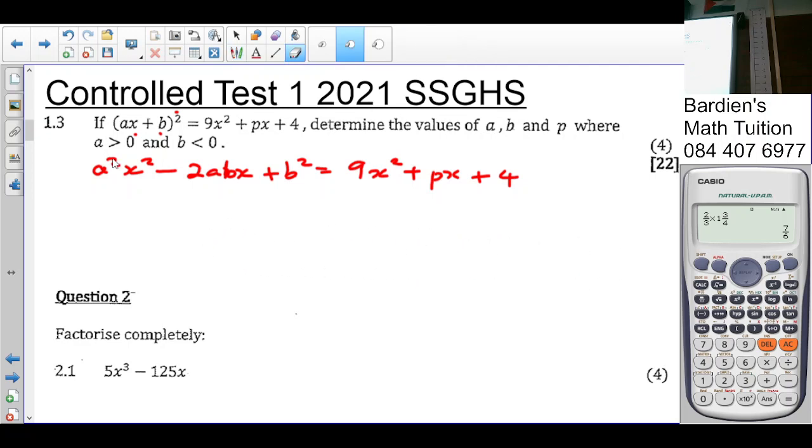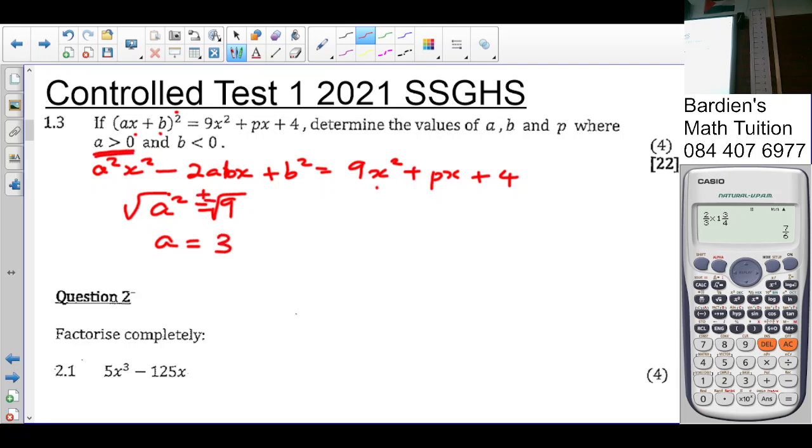On the same account, you're going to say, okay, what number is in front of x squared? A squared. So what is in front of x squared is 9. So a squared is equal to 9. You see that? So how do we get a on its own? Square root both sides. By square root, what must I not forget? Plus minus. So a is equal to plus minus 3. But we are told that a is greater than 0, not so. So I'm going to consider a to be positive. Make sense? Let's look at the next one.